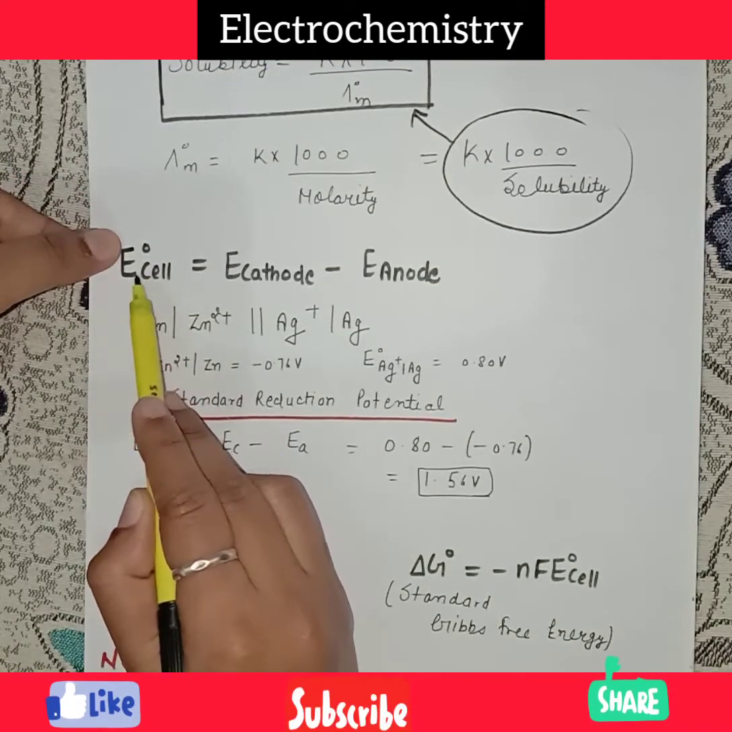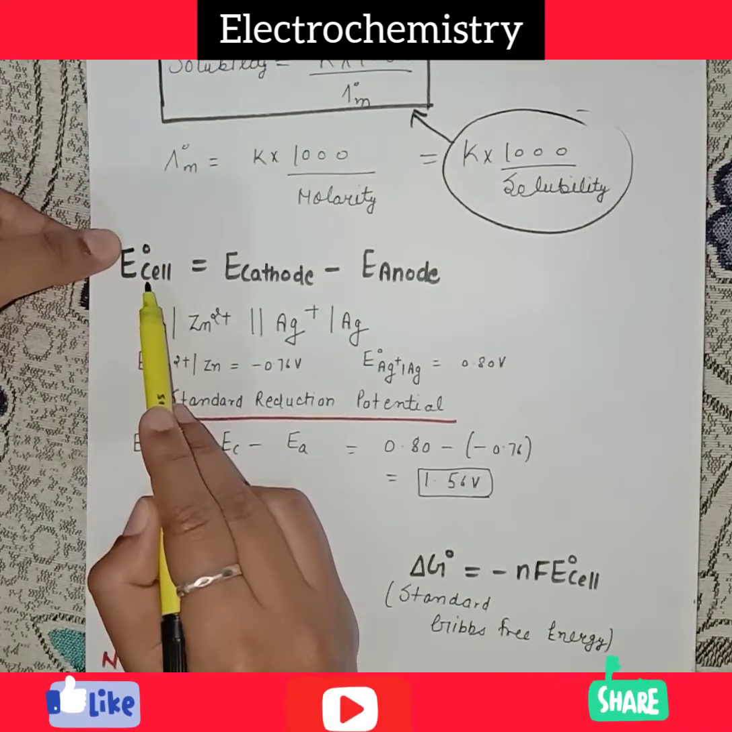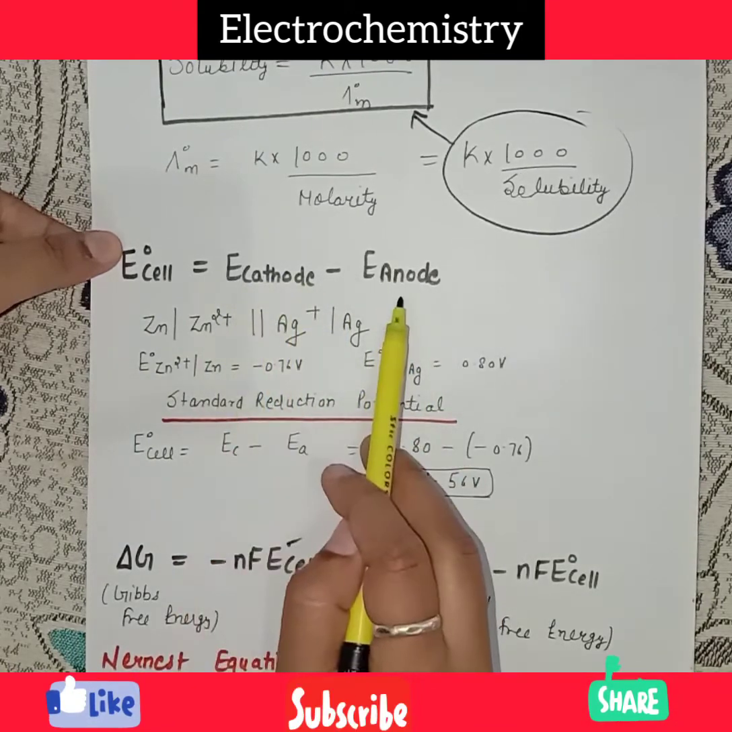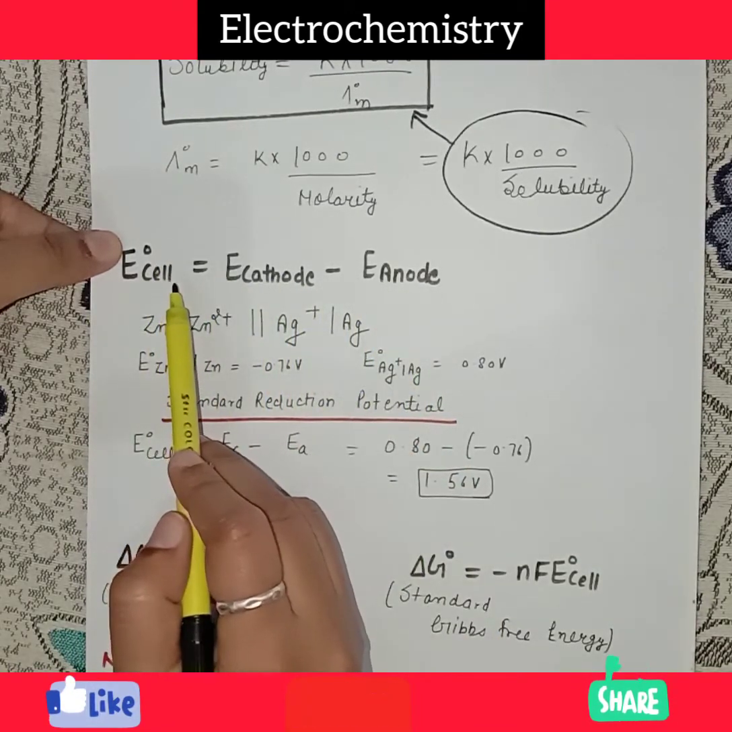Next is the electrochemical cell. E naught at standard conditions is equal to E cathode minus E anode. This is the formula to calculate E naught cell.